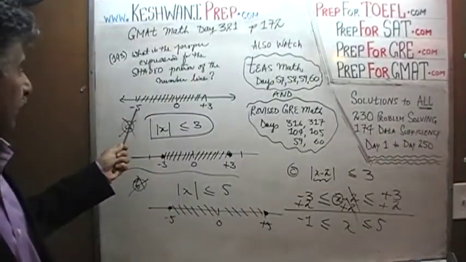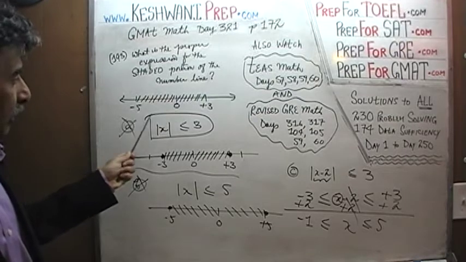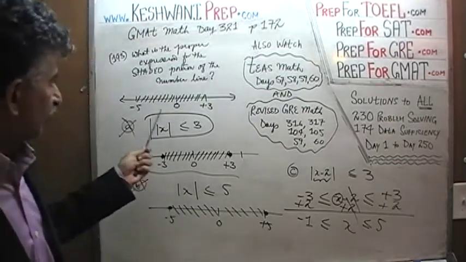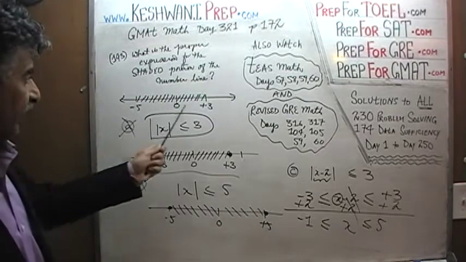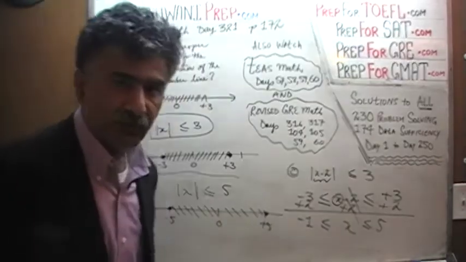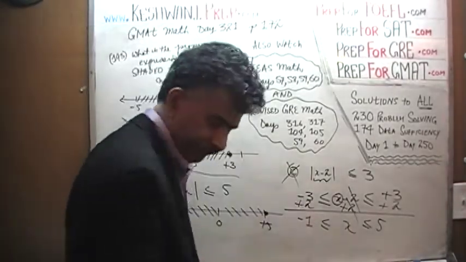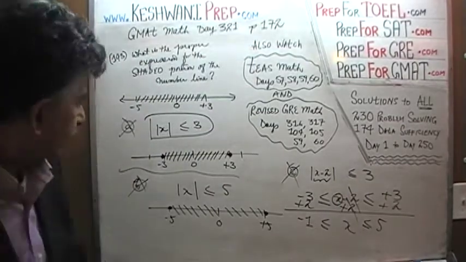But that is not what is shown in the original problem. Not at all. It has no resemblance whatsoever. It's supposed to lie between negative 5 and positive 3, not negative 1 and positive 5. C is also not the answer. Let's look at answer choice D.